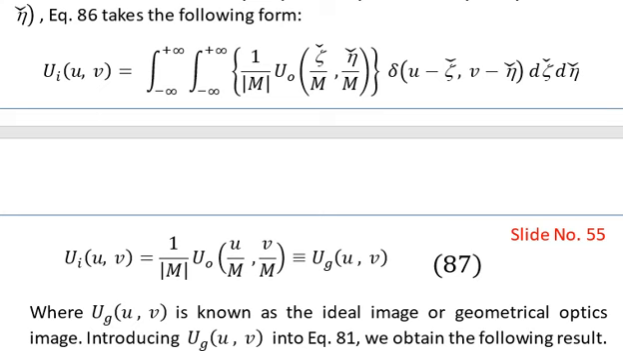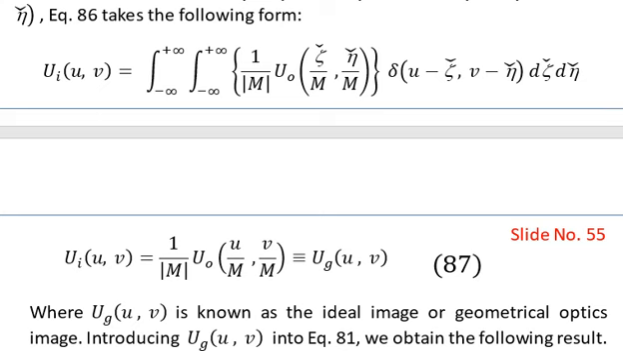So you see that if you solve this integral, what will you get at the end, as given in equation number 87? You will get u_i of u, v, that is the field at the imaging plane as a function of u comma v, equal to 1 over the absolute value of the magnification M, multiplied by u_0 of u over M comma v over M, because we have to replace zeta-hat prime with u and eta-hat prime with v according to the delta function arguments.